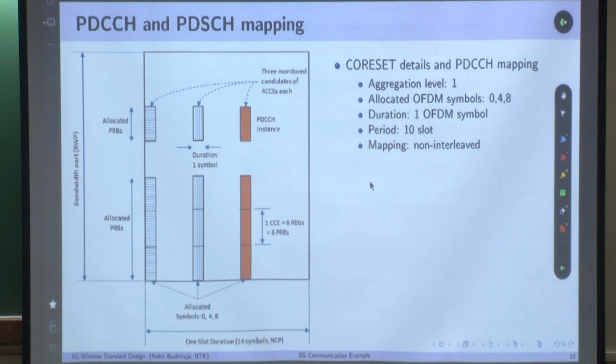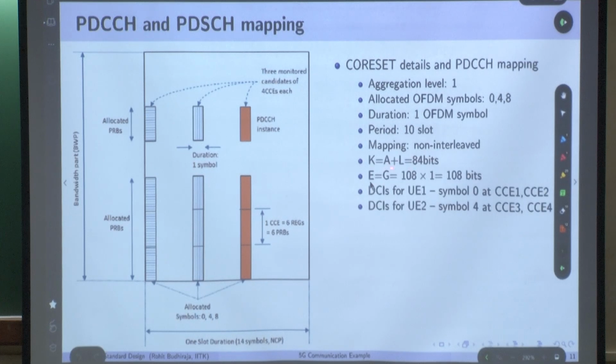So what are we saying? K is basically A plus L, so 60 plus 24, which is 84 bits. A is 60 bits. Aggregation level 1, because we have been careful. How many maximum bits can you send? 108 bits, so the DCI cannot be greater than 108. 60 plus 24, 84 bits, that is K.